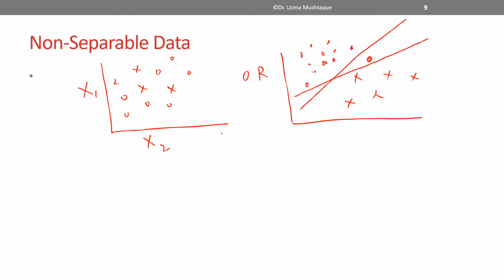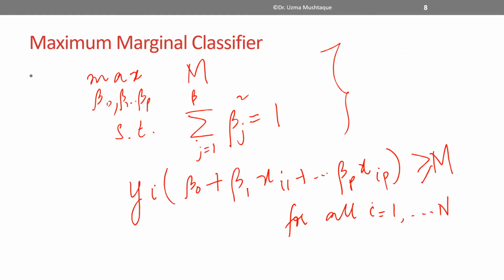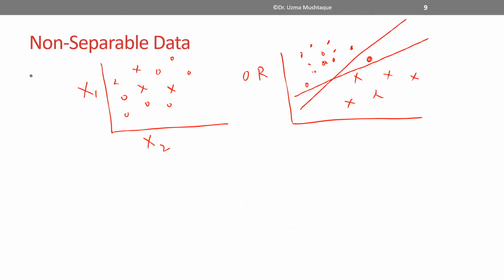These kinds of scenarios lead us to the idea that this rigid margin that we talked about, the maximal marginal classifier, was not a really good idea. Because of these issues that exist with the maximal marginal classifier, we come to something known as a support vector classifier.